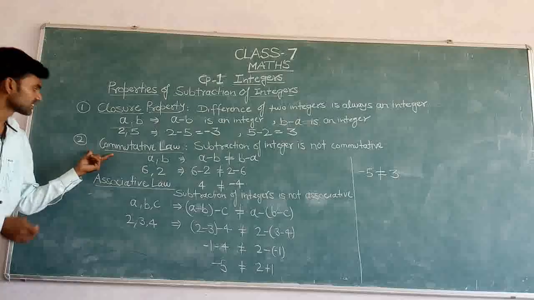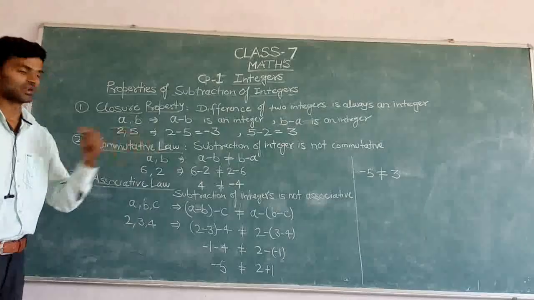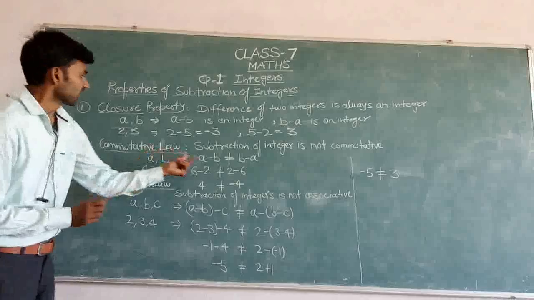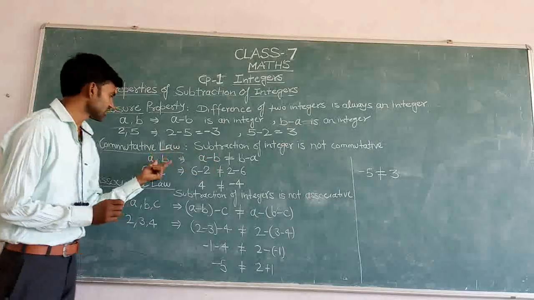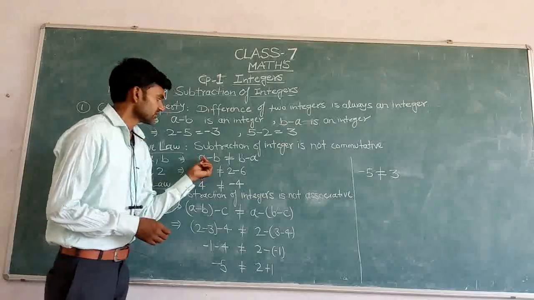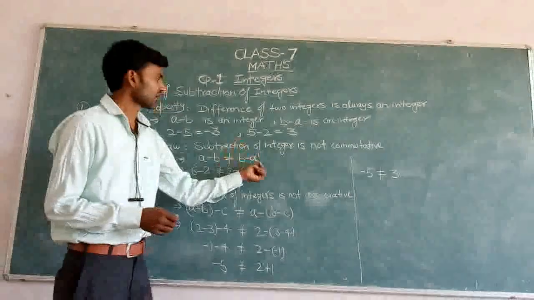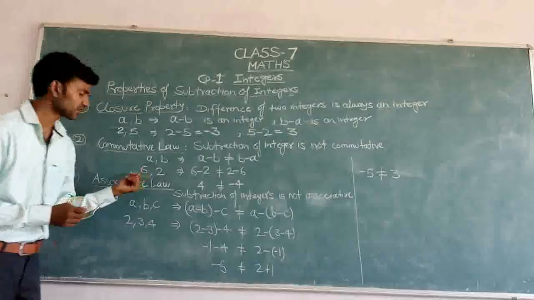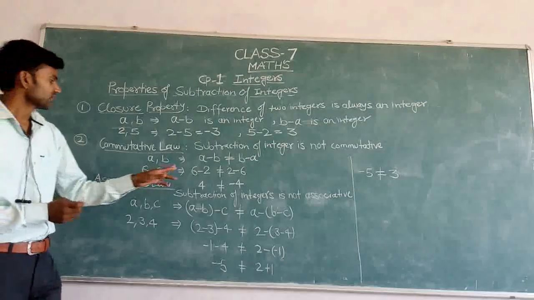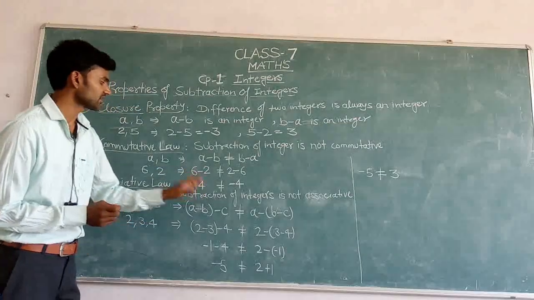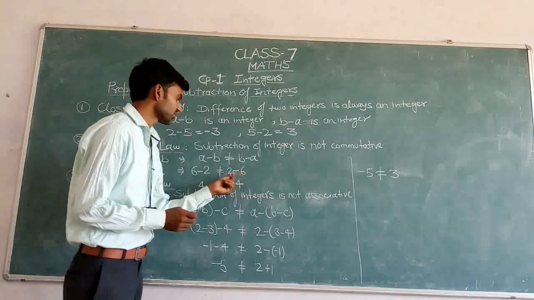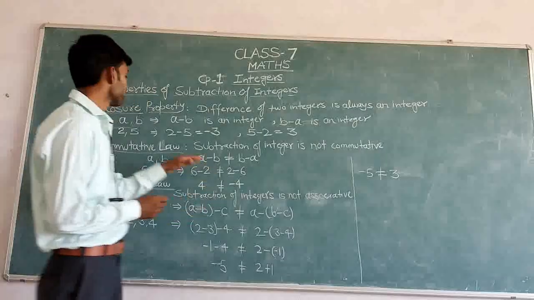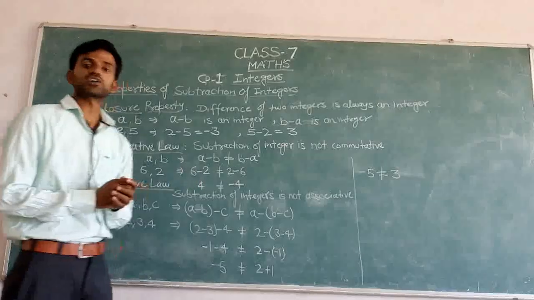Now, come to the next property, commutative law. Subtraction of integers is not commutative. Means when we subtract, suppose a and b are two integers, we subtract b from a or a from b, both are not equal. For example, 6 and 2 are two integers. We subtract 2 from 6, we will get 4. When we subtract 6 from 2, we will get minus 4, and both are not equal. So, the subtraction of integers is not commutative.